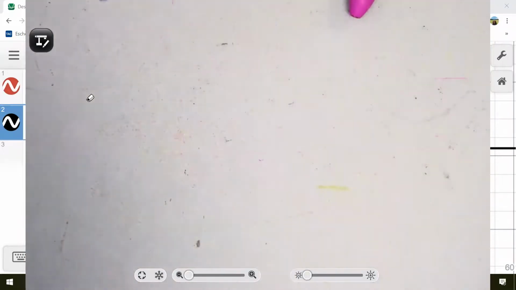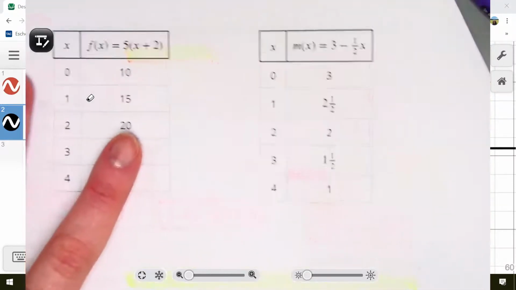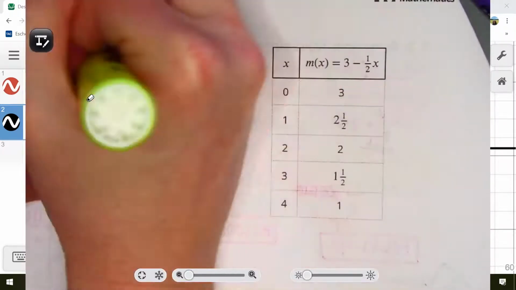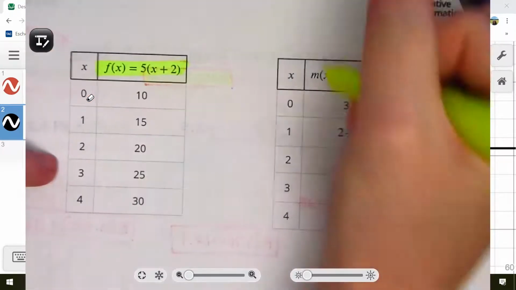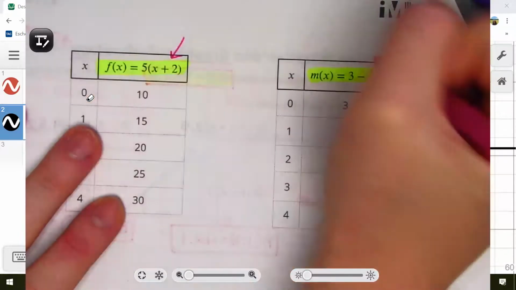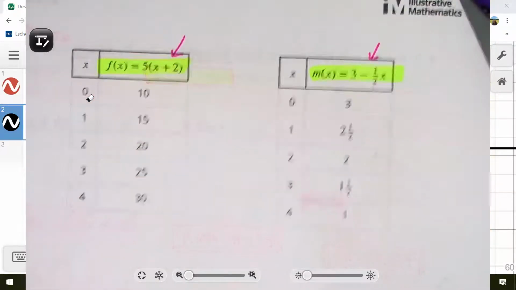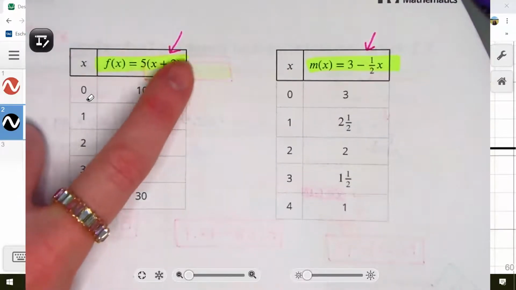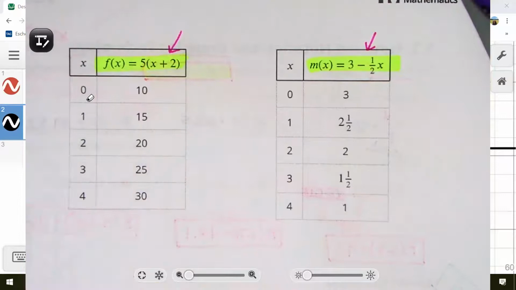I know, mine printed off really weird. I thought it was 3 pages. All right, so we have these two functions. We have function f and we have function m. We have now learned that this equation, in both of them, tells us what? What do we use this equation for?